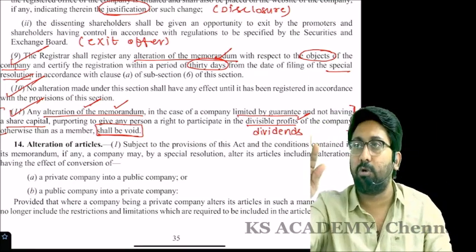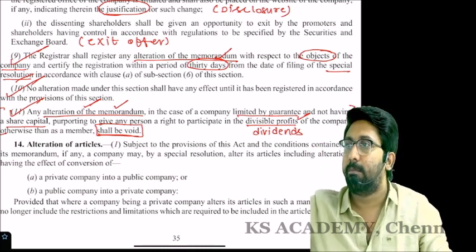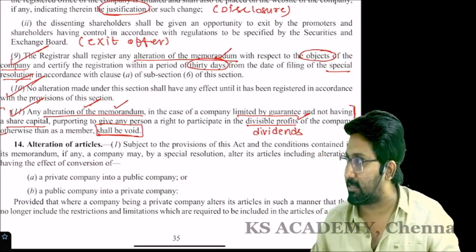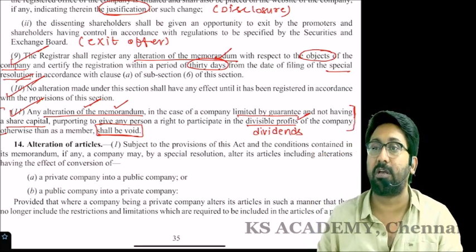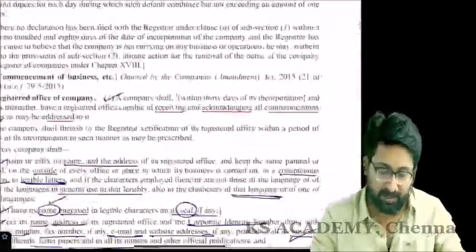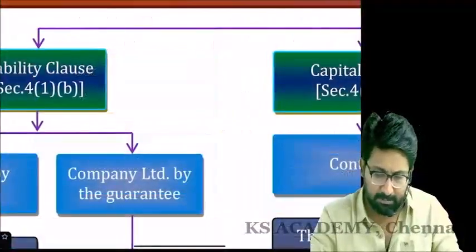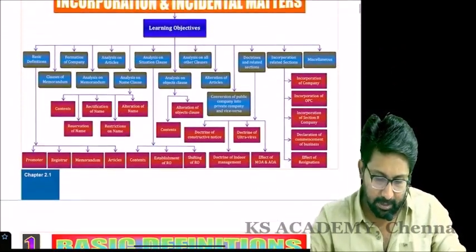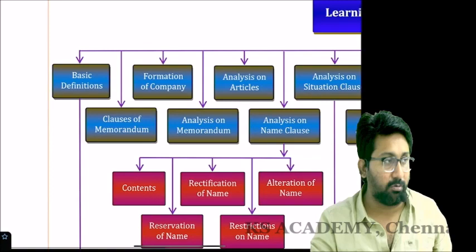Next, I am not going to start anything, I just want to give the blueprint of what we are going to do. So now we completed the basics, and after the basics we came into the clauses of memorandum, and that is also completed. Just for the sake of understanding the learning objectives, I will show you what we completed.